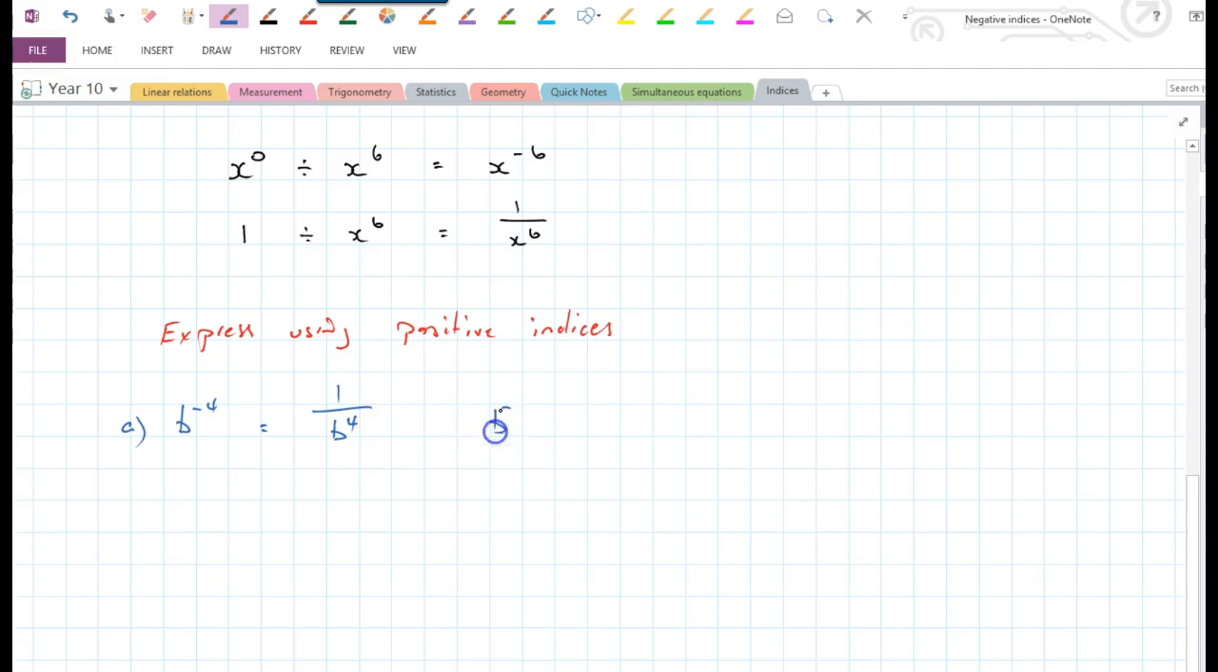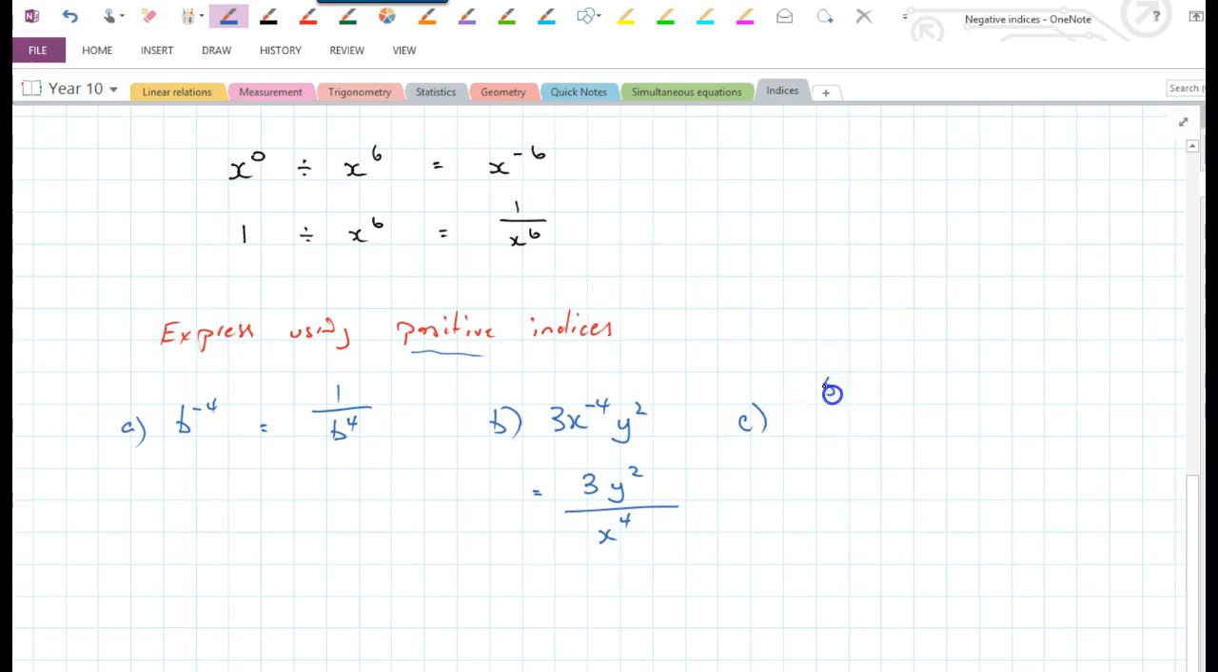Excellent. B, 3x to the minus 4 y squared. Okay, how do we deal with that? Now we've got to write it as a positive index, right? So I need to deal with this. Well, I can deal with it by putting it underneath in a fraction, but this time the numerator is 3y squared. So what happens here is the 3 and the y squared stay on top because they're positive powers. The x to the minus 4 becomes x to the power of 4 underneath in the fraction.